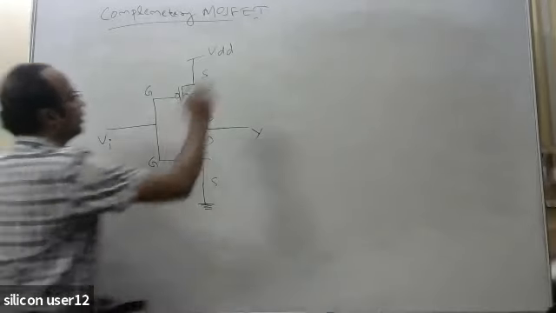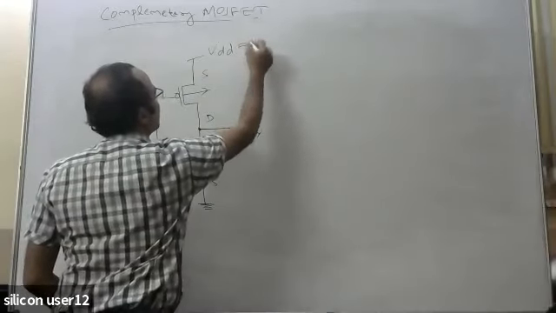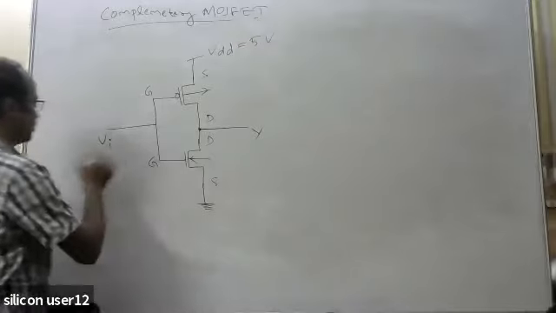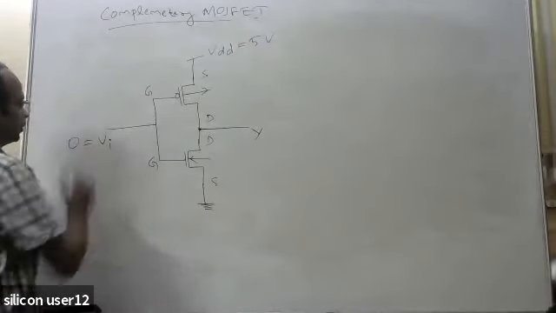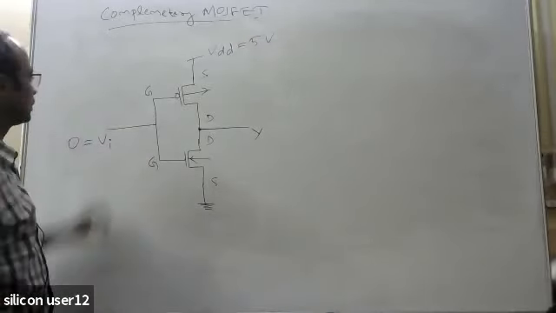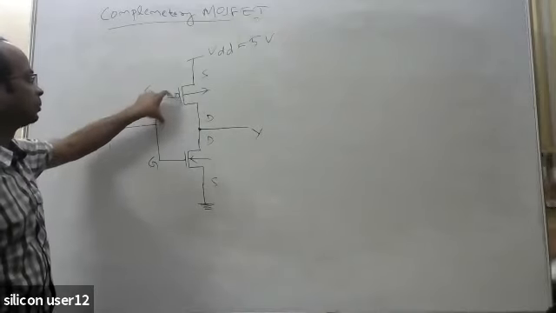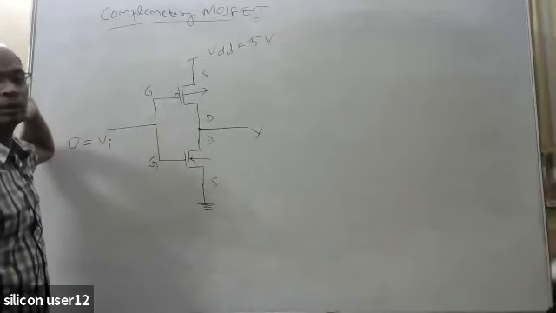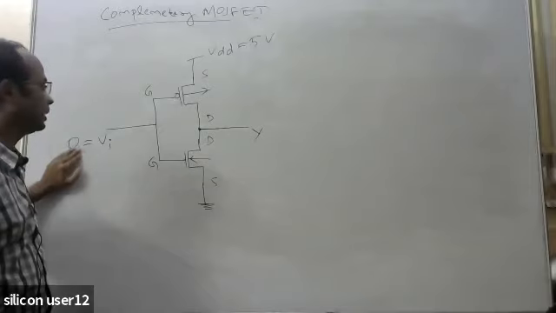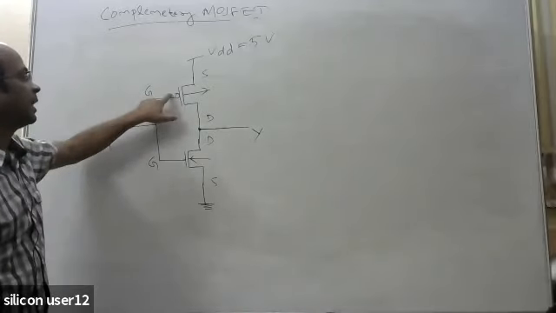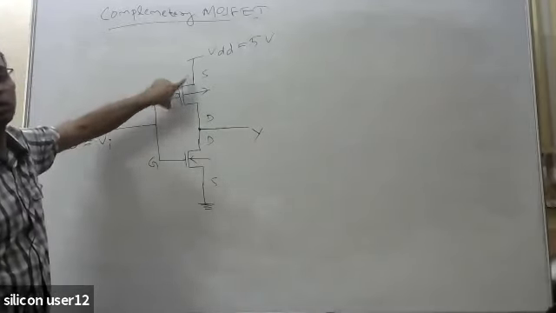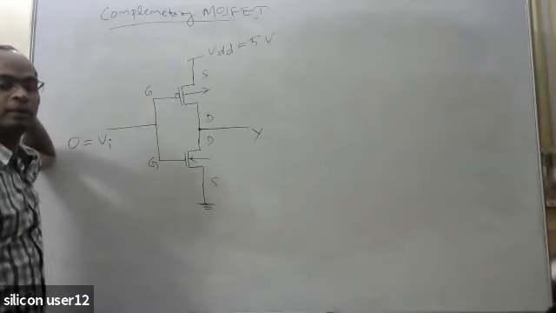Suppose this Vi is, let us say, 5 volt. Now let us say this Vi is 0. Okay, so as per this notation, is this VGS negative or positive? If I am applying 0 here, then tell me, is this gate negative with respect to the source, or positive with respect to the source, or is it the same?